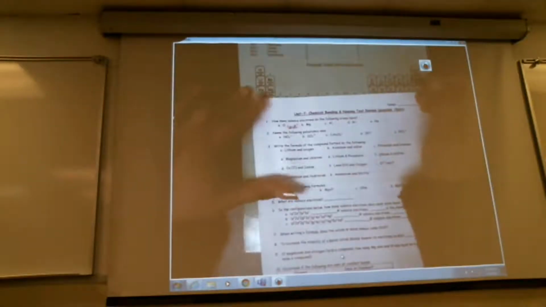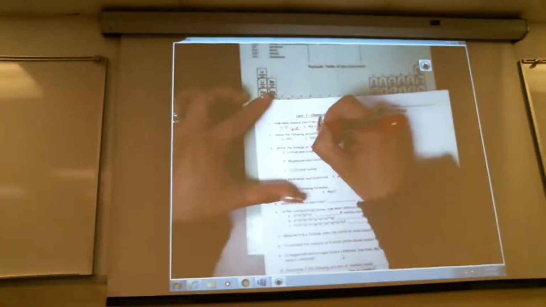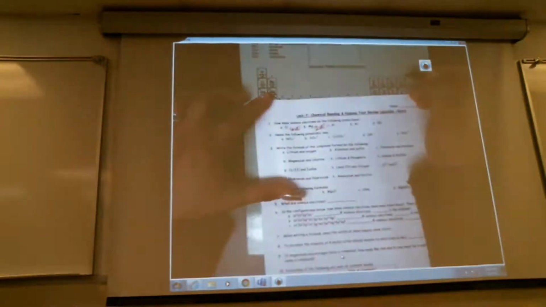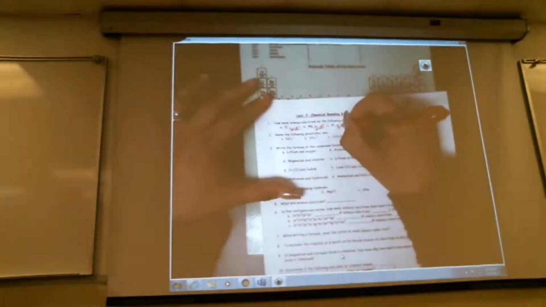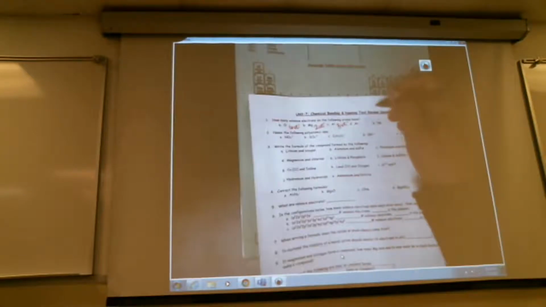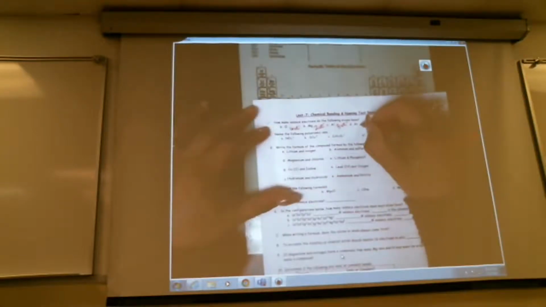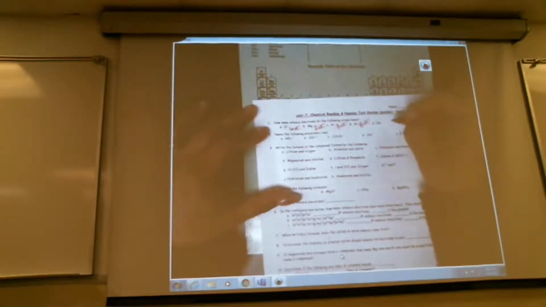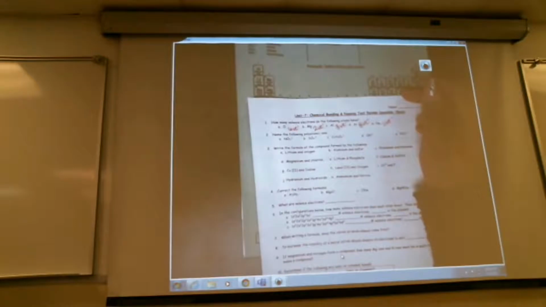Magnesium. Magnesium is a metal. He's in group 2, so he's going to have 2 valence electrons. Don't forget that little VE is valence electrons. Aluminum, group 13, 3 valence electrons. Argon. Argon is in group 18, 8 valence electrons. And then Na, sodium, 1 valence electron. So that's what they were trying to ask you there.